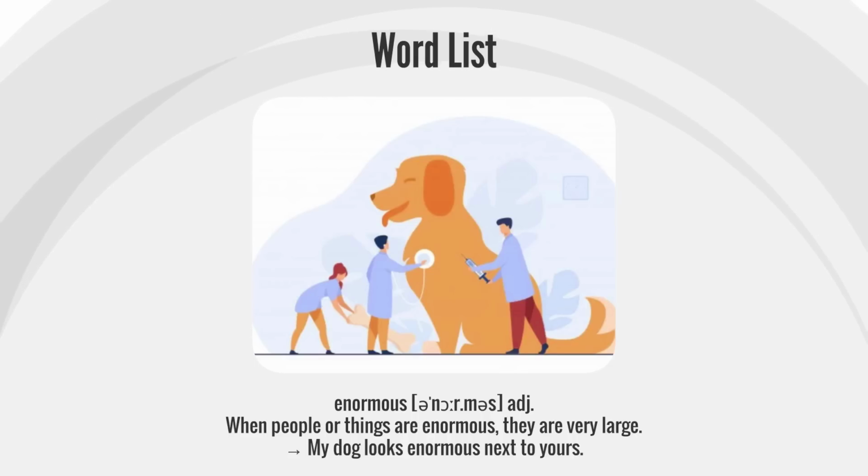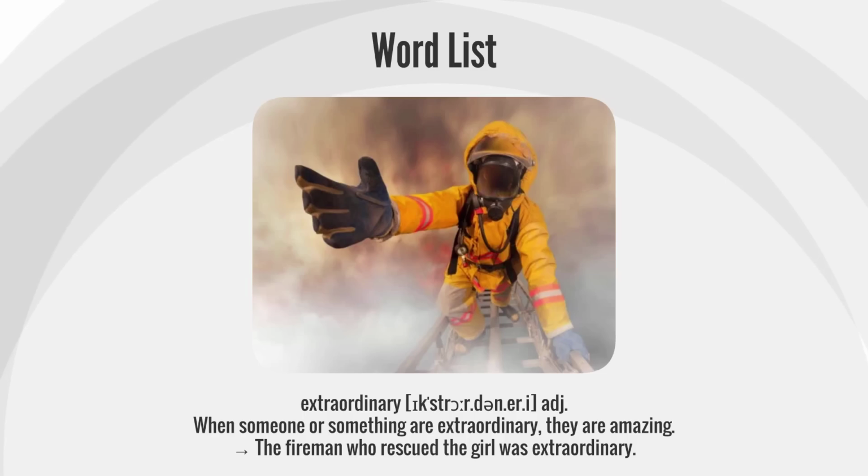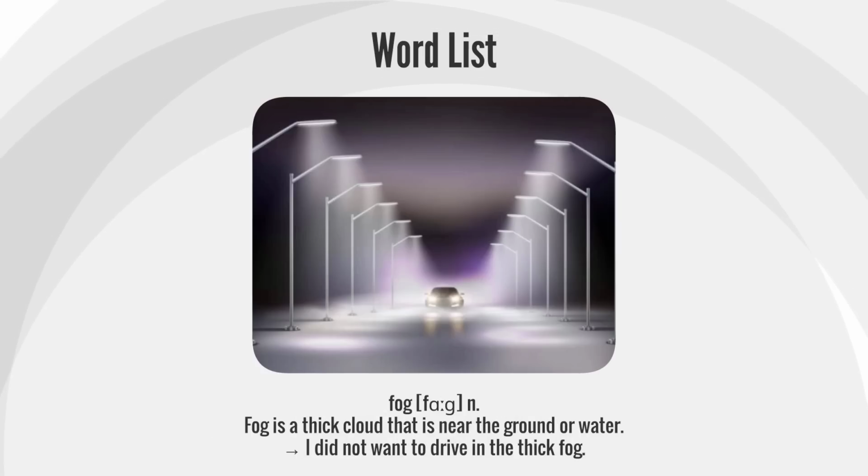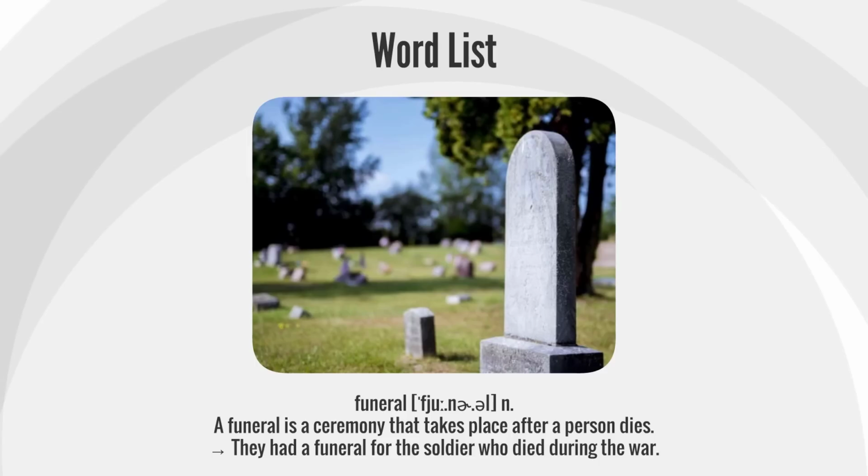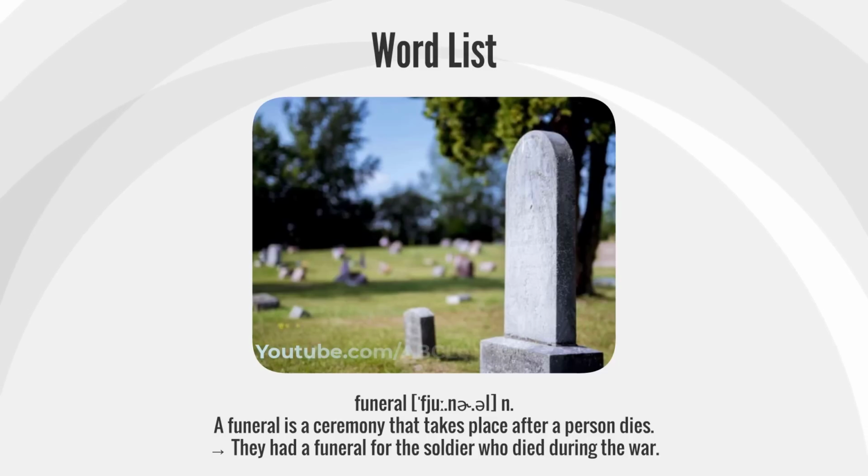Enormous. When people or things are enormous, they are very large. My dog looks enormous next to yours. Extraordinary. When someone or something is extraordinary, they are amazing. The fireman who rescued the girl was extraordinary. Fog. Fog is a thick cloud that is near the ground or water. I did not want to drive in the thick fog. Funeral. A funeral is a ceremony that takes place after a person dies. They had a funeral for the soldier who died during the war.